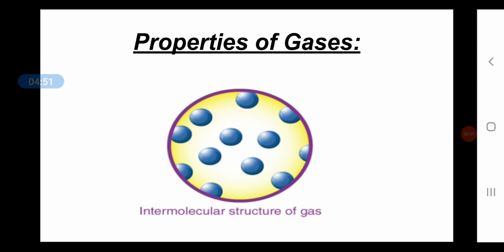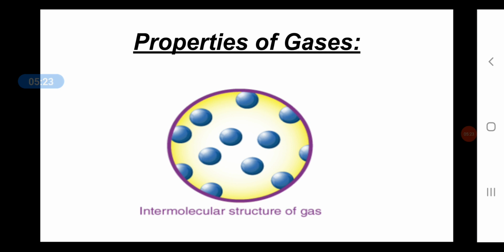Now, gases are highly compressible. A small example: you try to invert an empty glass into the water. You can push that glass a little bit inside the water. And then when you just tilt it a little bit, you will find bubbles of the gas coming out from that glass. This shows that gases are highly compressible. Some part of the liquid enters inside the glass.